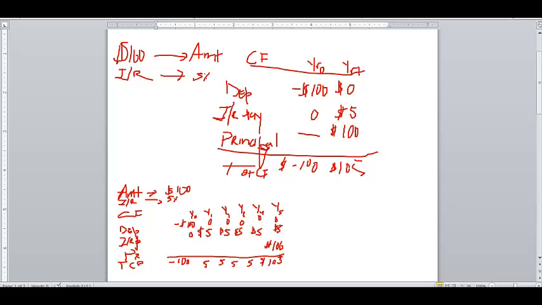Okay, now I said I wasn't going to talk about IRR. Let's just understand IRR a little bit. Assume that you have a condo project or a residential building project that costs about $100 million, but for example purposes we'll use $100 instead of $100 million.